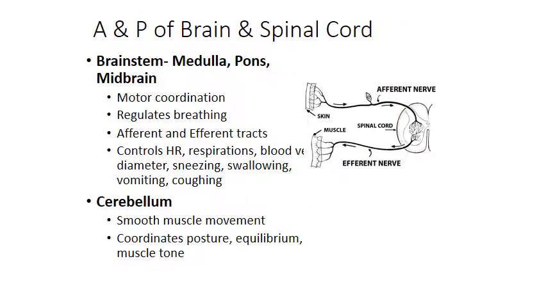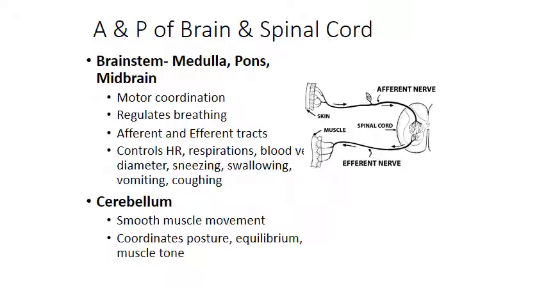The brainstem, which consists of the medulla, the pons, and the midbrain, okay, is responsible for coordination, so motor coordination of the arms and the legs. It regulates breathing. It contains the afferent and the efferent tracts. Okay, and we're going to talk a little bit more about those, especially when we begin to talk about our spinal cord injuries.